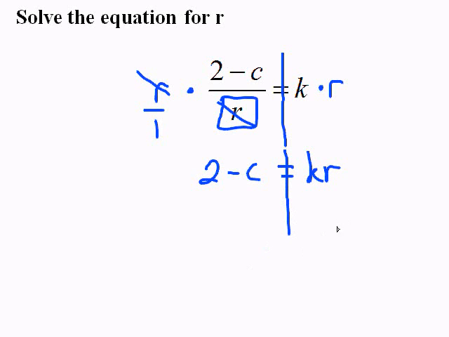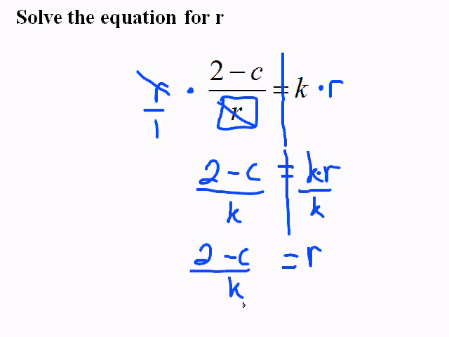Again, what that allowed us to do is to get the r out of the denominator. Now r is on the right-hand side with the k. The k is being multiplied by the r, so we can undo that multiplication by dividing both sides by k. And we're left with our final answer as r equals 2 minus c over k.